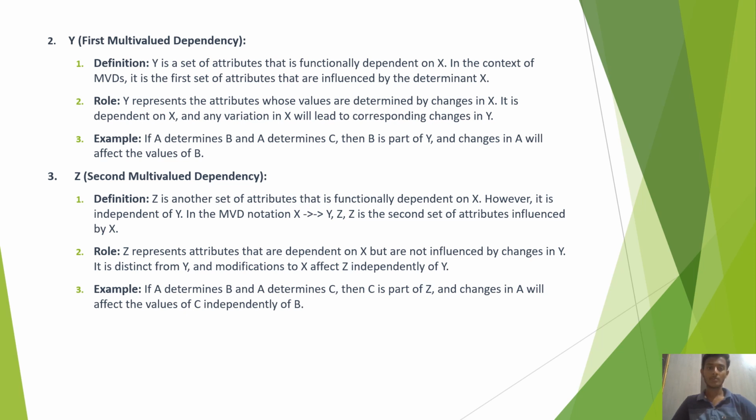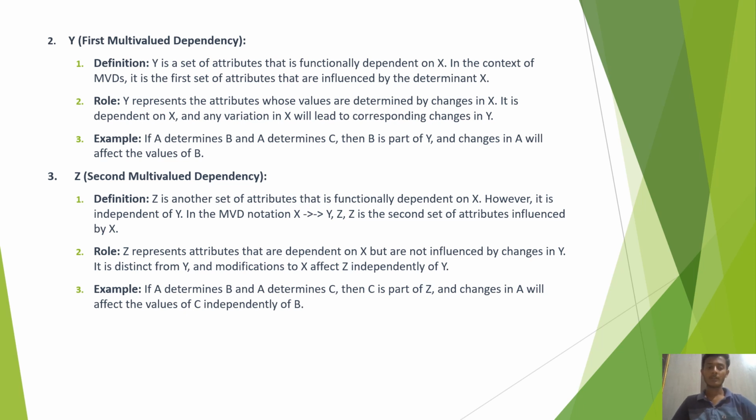Y, first set in multivalue dependence. Definition: Y is a set of attributes that is functionally dependent on X. In the context of multivalue dependence, it is the first set of attributes that are influenced by the determinant X. Role: Y represents the attributes whose values are determined by changes in X. It is dependent on X, and any variation in X will lead to corresponding changes in Y. Example: if A determines B and A determines C, then B is a part of Y, and a change in A will affect the value of B.